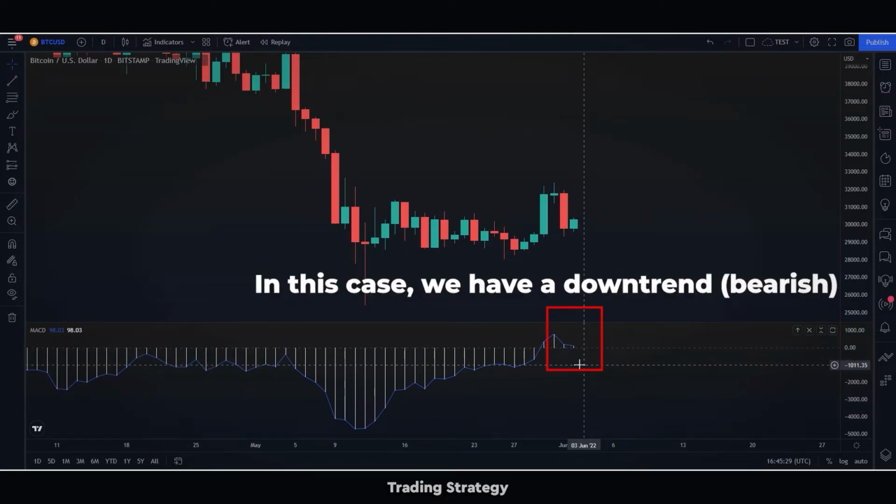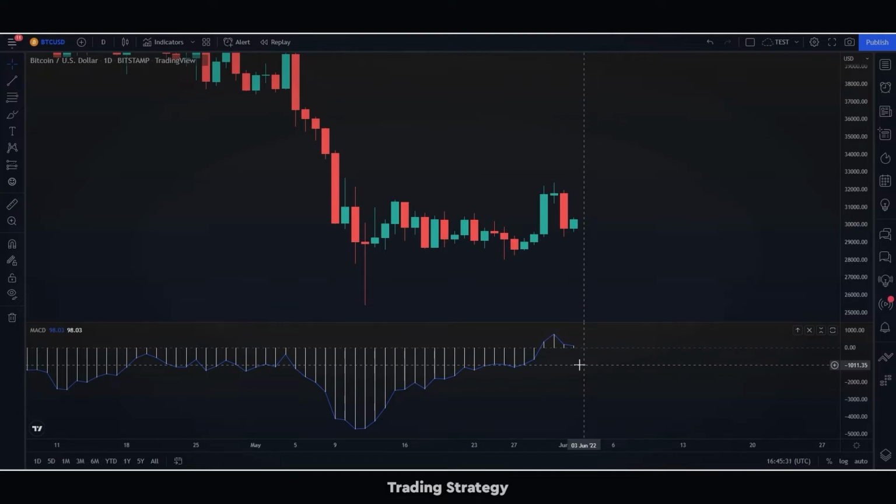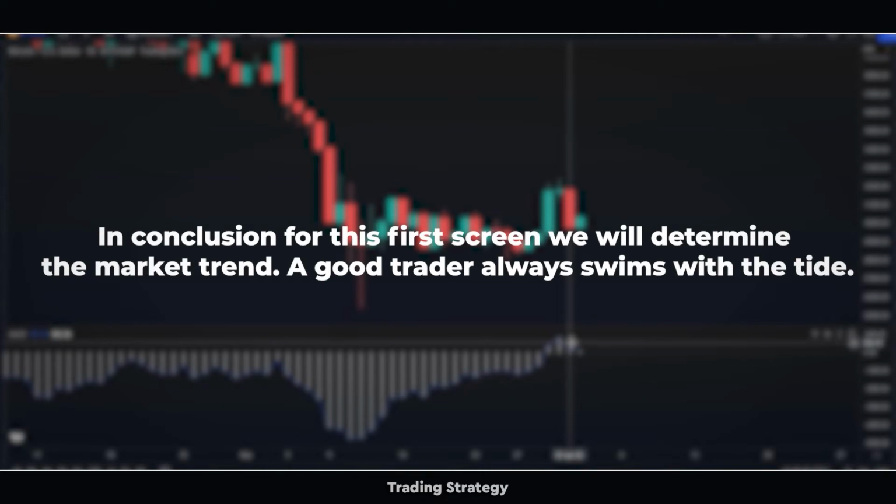A good buy signal would be if its slope turns up when it is below the 0 line. A good sell signal would be if its slope turns down when it is above the 0 line. Other trend-following indicators can be the slopes of a moving average of 13 or the ADX indicator if you prefer. In conclusion, for this first screen, we will determine the market trend. A good trader always swims with the tide.